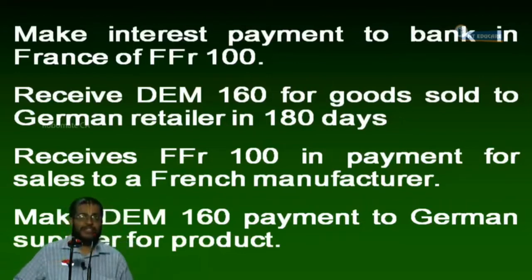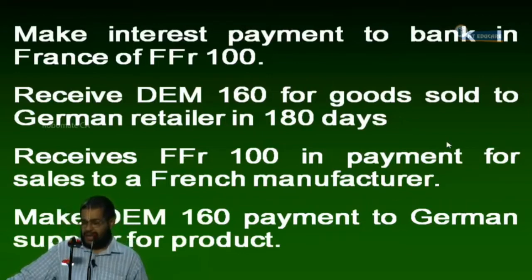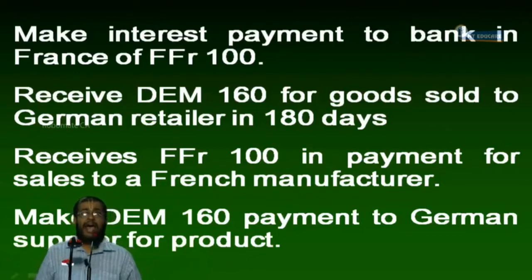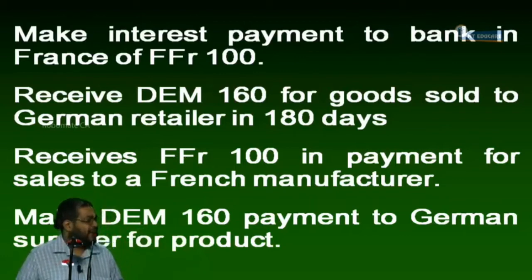Now, take the French franc. It has to make a payment. The following transaction is going to happen in how many days? 90 days. After 90 days, it has to make an interest payment of how many FFR? 100 FFR. This is a payable exposure after 90 days, right or not?